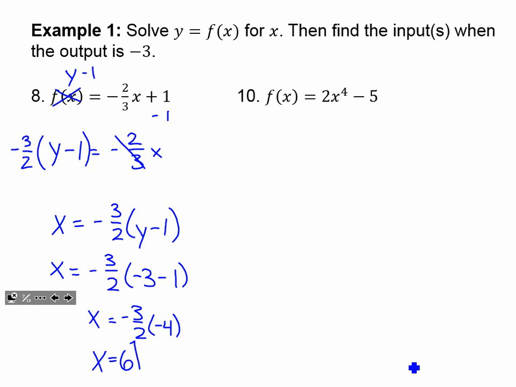I get 6. And if I wanted to check my work, let's see what happens if this x, which in our original was an input, let's see what happens if I plug in a 6. Do I get a -3 for an output? -2/3 times +6 is -4 plus 1. Sure enough, that's a -3. So it checks out.